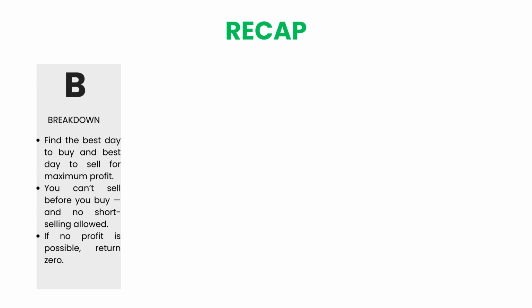Let's have a quick recap. Breakdown recap. This problem is all about timing your trades for maximum profit. You're given a list of stock prices, each representing a day, and your goal is to find the best day to buy and a later day to sell to achieve the highest possible profit. You can only make one transaction, buy once, sell once, and if no profit is possible, you simply return 0.